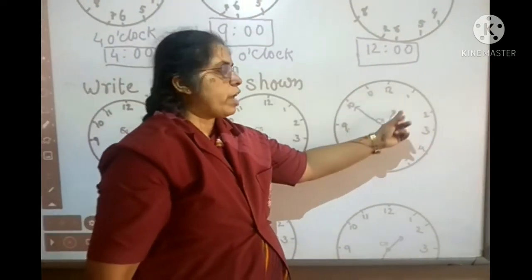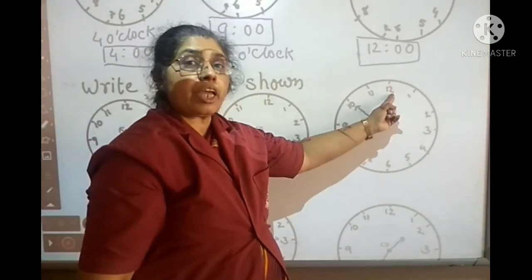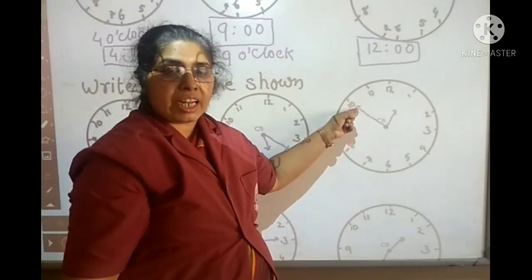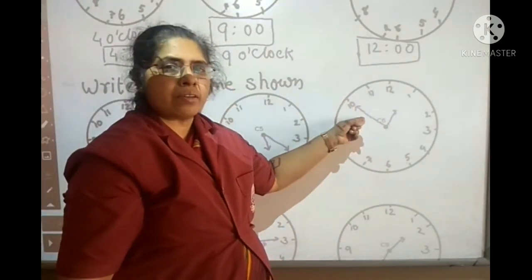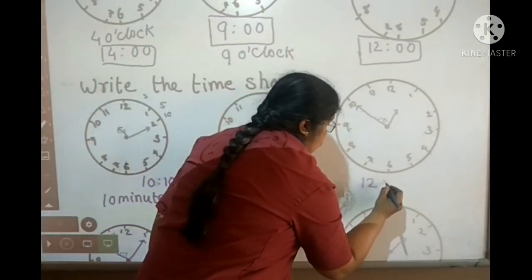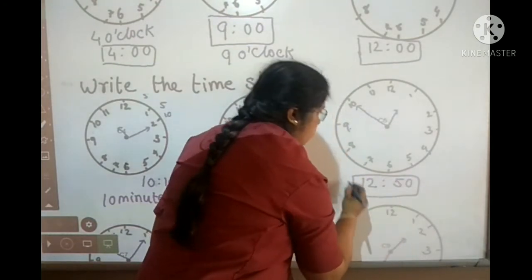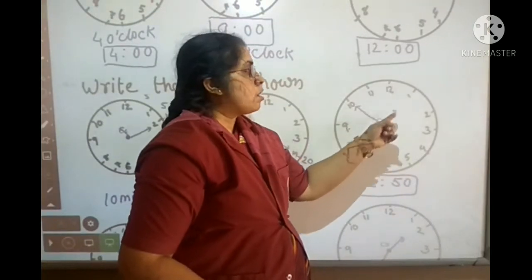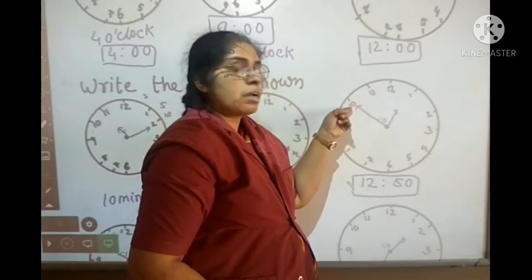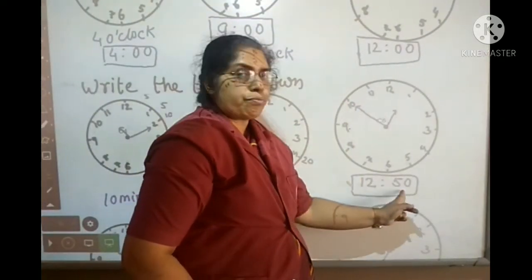This one is between 12 and 1. Which number will you take? Between 12 and 1 we used to take 12. And the minute hand is on 10. That means 10 5s are 50. 12:50. The hour hand is between 12 and 1, we will take 12, and the minute hand is on 10. 50. 12:50.